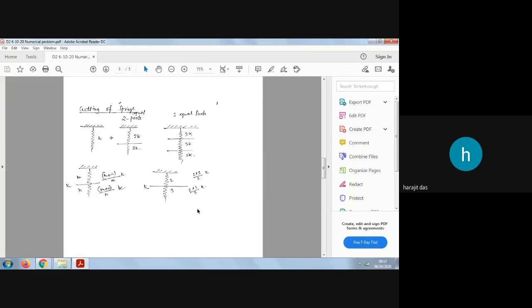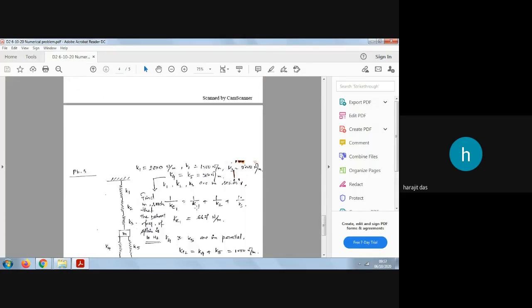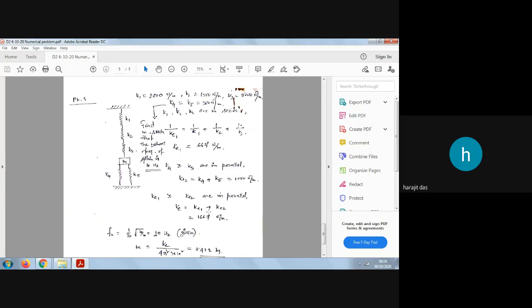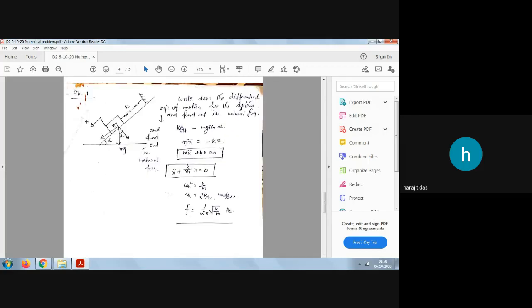Now let's solve another example. Basically I was thinking of giving this one as an assignment, so okay, I will give this one as an assignment.